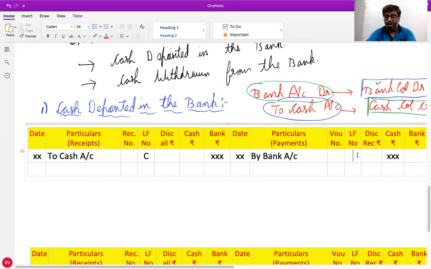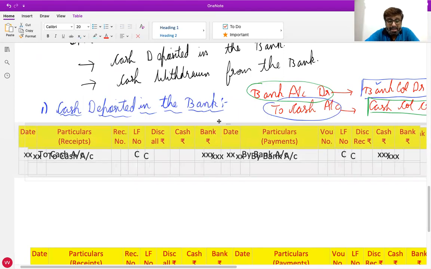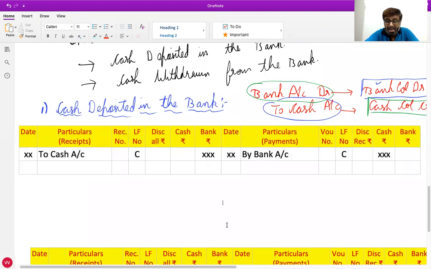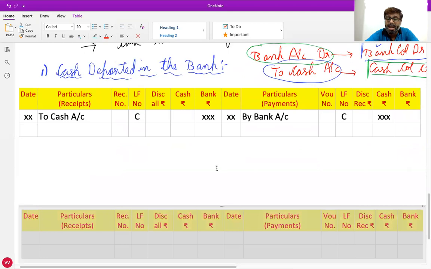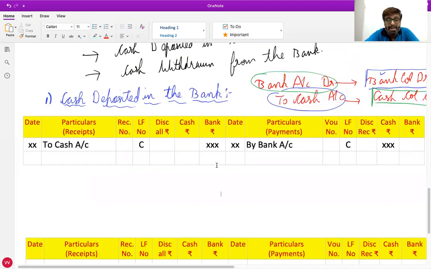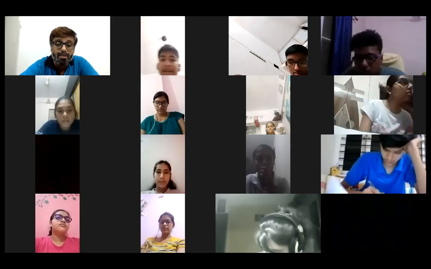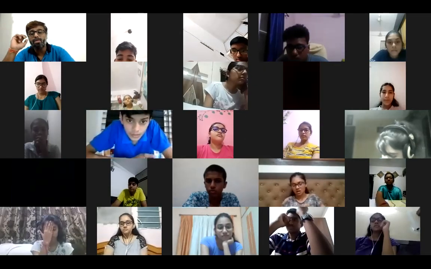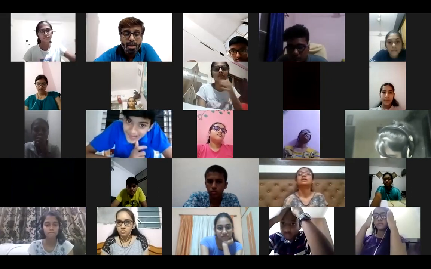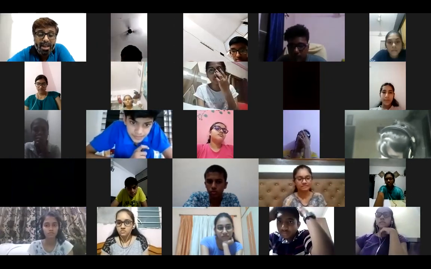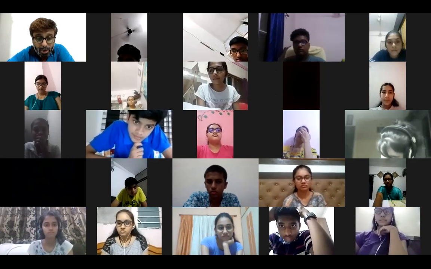What does C stand for? Contra entry. Now why do we write LF column C? Understand this. When you are making a cash book, in the ledger accounts, you will not make cash account and bank account. Ledger chapter is yet to be studied. But when we make the ledger book, which two ledger accounts will not be made if you make cash book? Cash account and bank account will not be made in the ledger book.